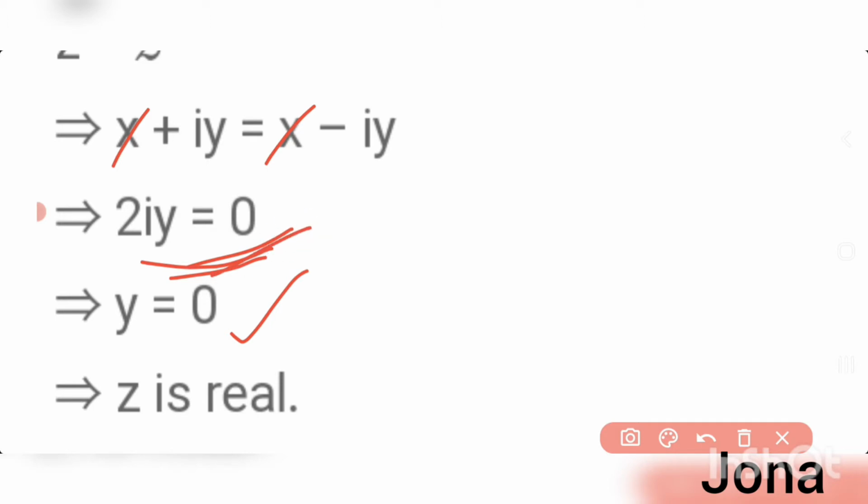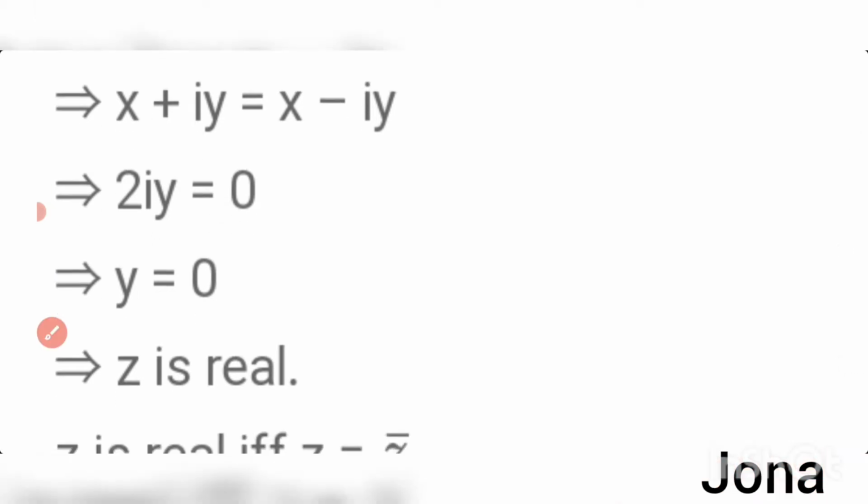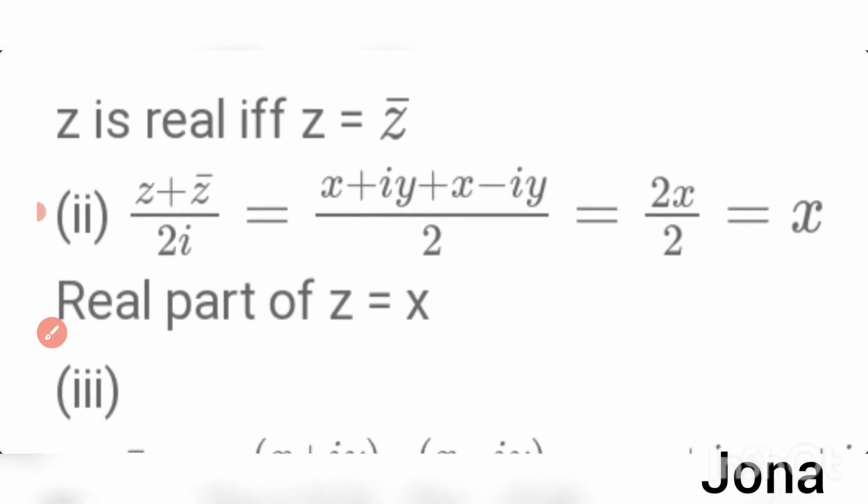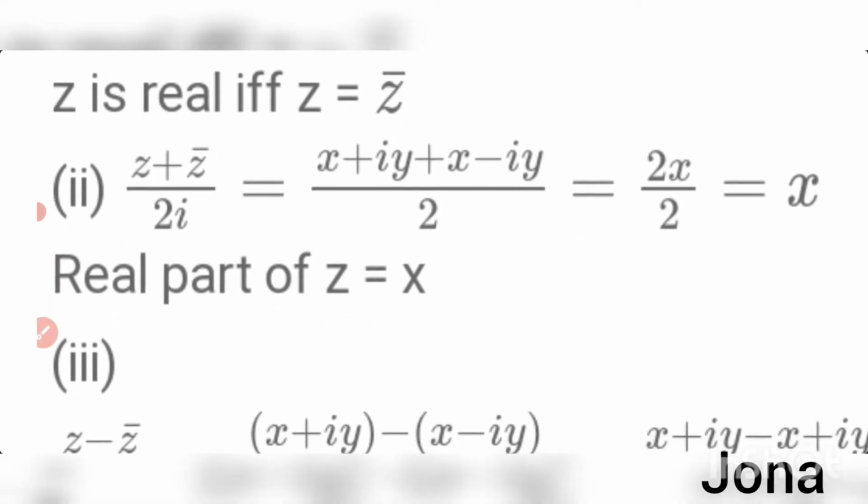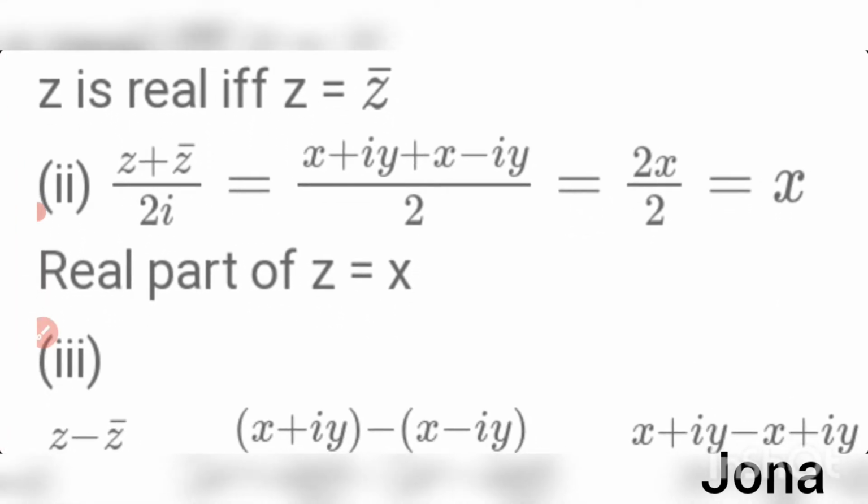So we can have from the above equation that y equal to 0. That y equal to 0 is nothing but the imaginary part is 0. That means we have only the real part. So Z is real here. Okay. Then we want to prove the other part also. It's nothing but that Z is real if and only if Z equal to Z bar. We proved that.